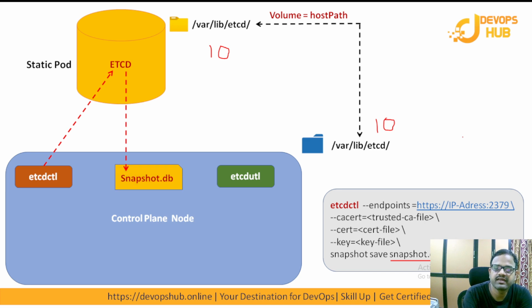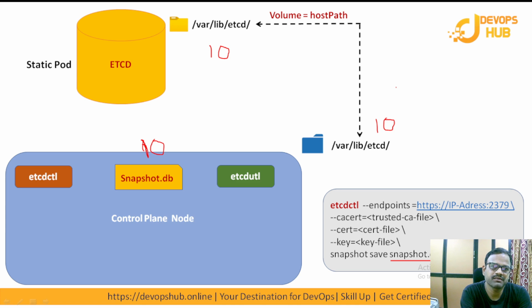And as we have executed this command from our control plane node, and we didn't mention any path, the snapshot.db will be saved in the current path where we executed the command, right? Now understand, this is a snapshot of our current Kubernetes cluster. What is the current Kubernetes cluster? It has 10 deployments, right?